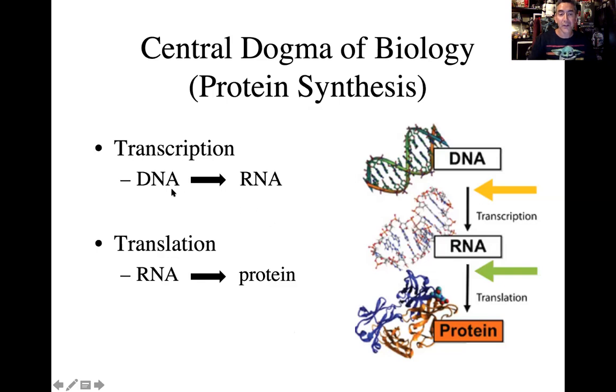So the word translation implies two different languages, right? If you need a translator, it's because you don't speak the language. So DNA speaks the language of A's and C's and T's and G's. Protein speaks the language of amino acids. Well, RNA speaks both languages. RNA can communicate with DNA, and RNA can also communicate with proteins. So it acts as a translator. It's that in-between molecule between DNA and proteins.